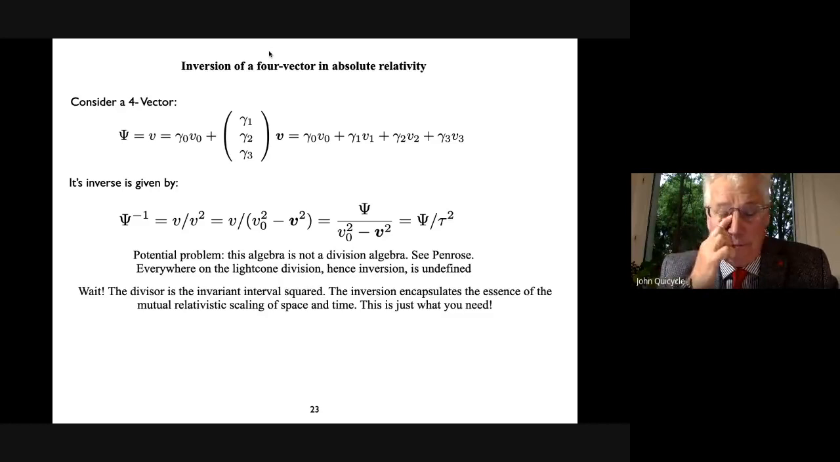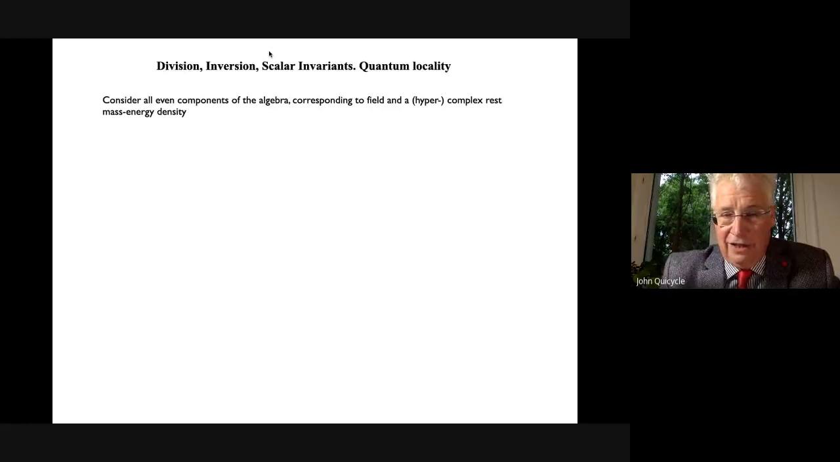So the inversion actually is encapsulating the essence of the mutual relativistic scaling of space and time. And that is in many ways exactly what you need. And far from being not very well behaved, this algebra is then perfectly suited to doing the kind of things that humans observe, like looking out on a nice starry night. So we're talking about division, inversion, scalar invariance, and what quantum locality means. So let's find what that inverse is.